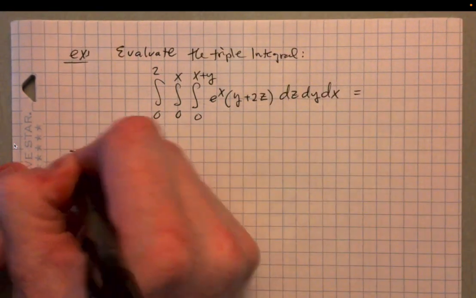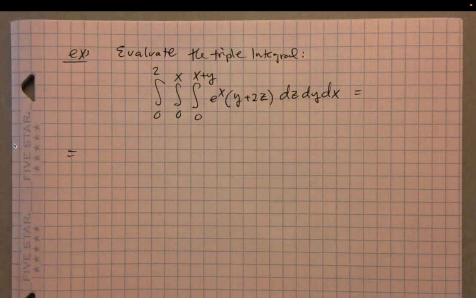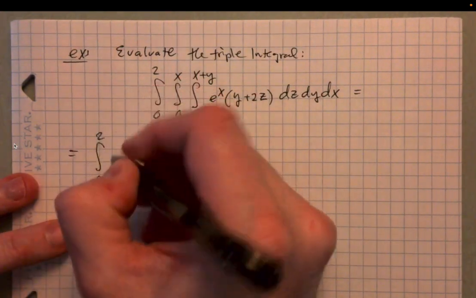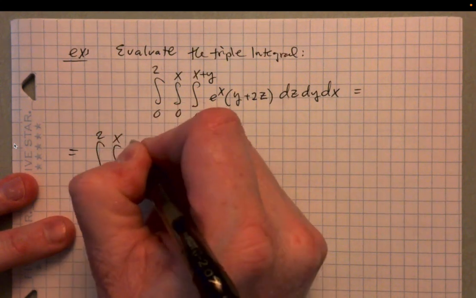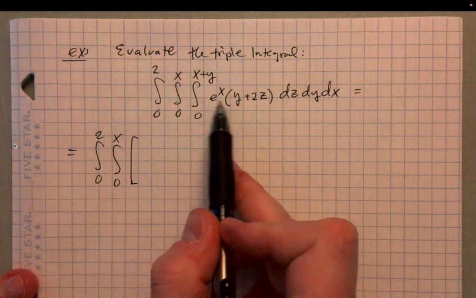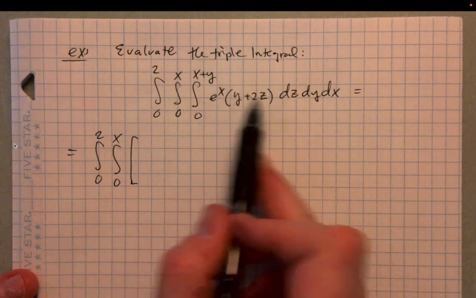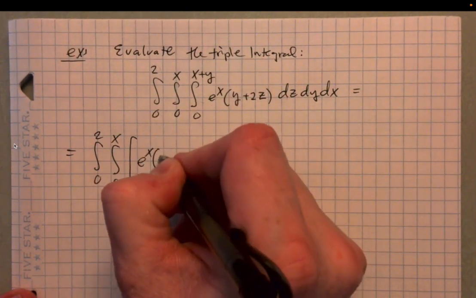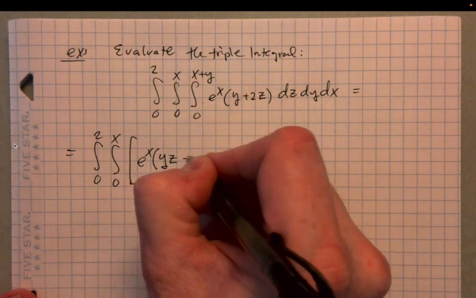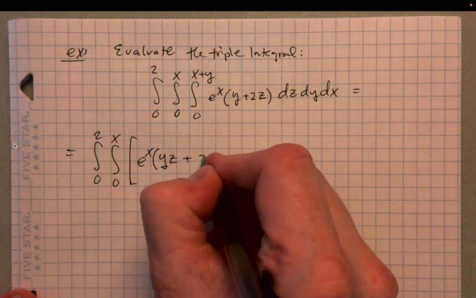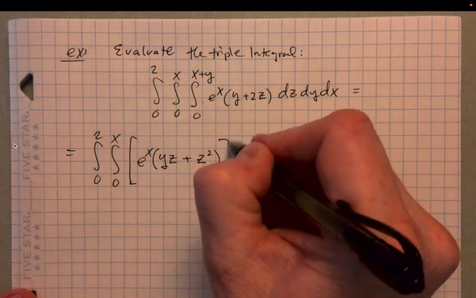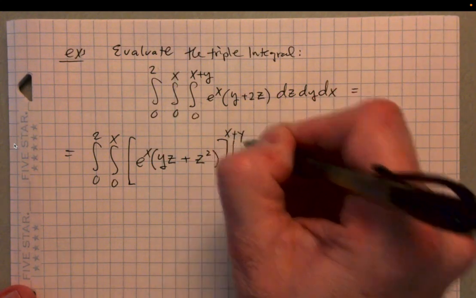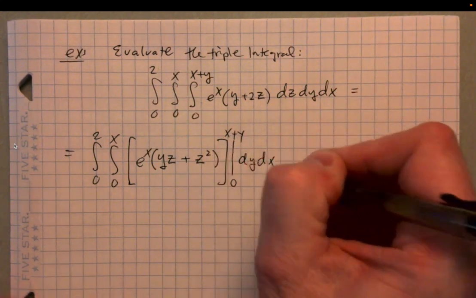We can first integrate with respect to z, right? So you've got your 0 to 2 still, and you've got your 0 to x. And what we want to do is go through this and integrate with respect to z. Everything that isn't a z we just treat as a constant. So you could see that this is e to the x, then you're going to have a y times z, and then it's plus 2z squared over 2, so I'm just going to write z squared. Okay, and then that needs to go from 0 up to x plus y, like so.